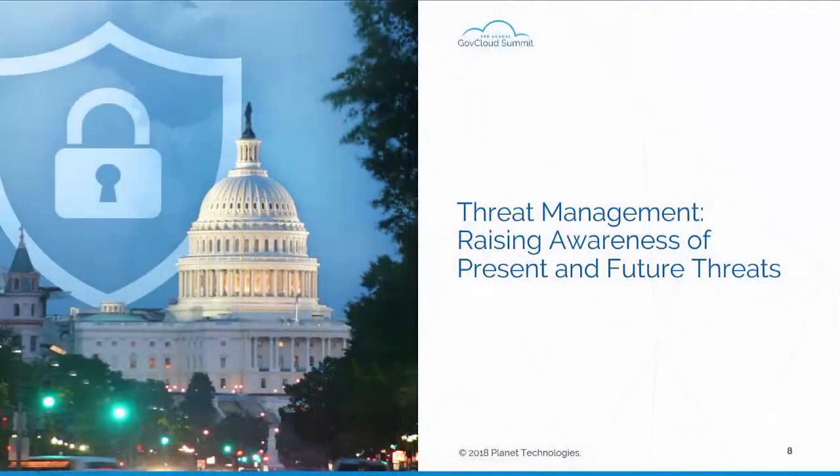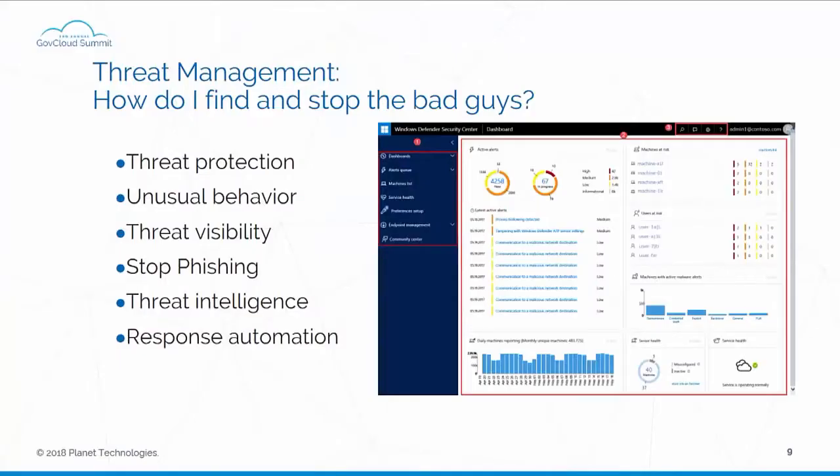Moving on to threat management. This is the part 2 where you talk about visibility. This is really getting an understanding and raising awareness of current and future threats to your organization. So how do you find and stop the bad guys? That's what everyone wants to do.